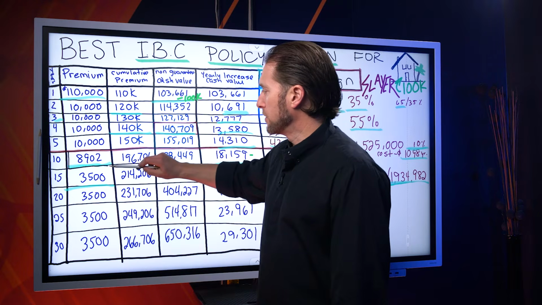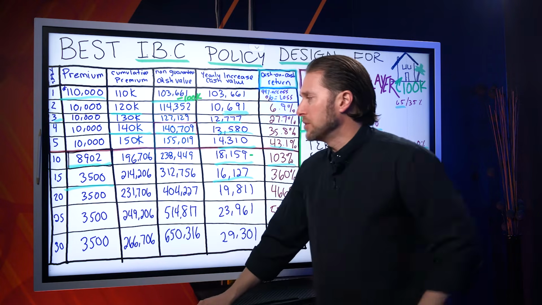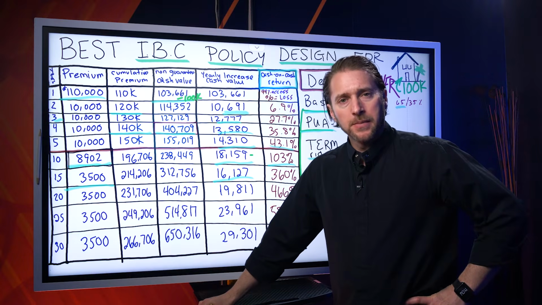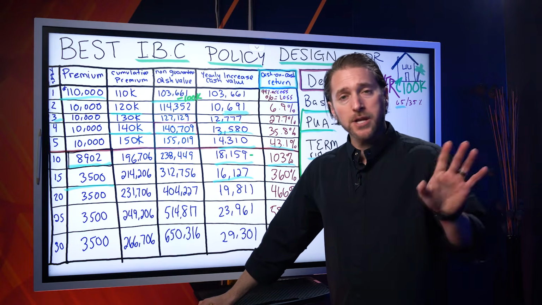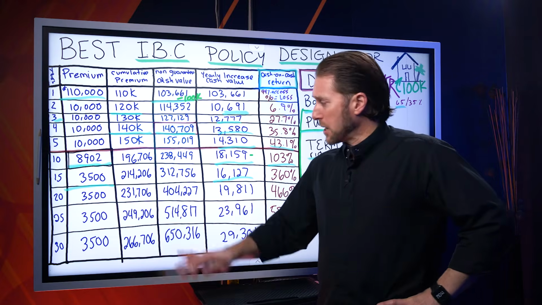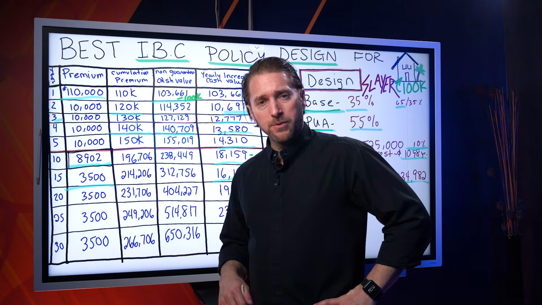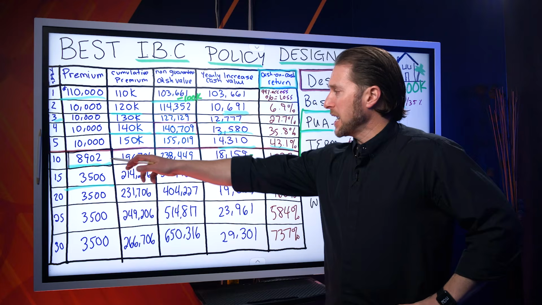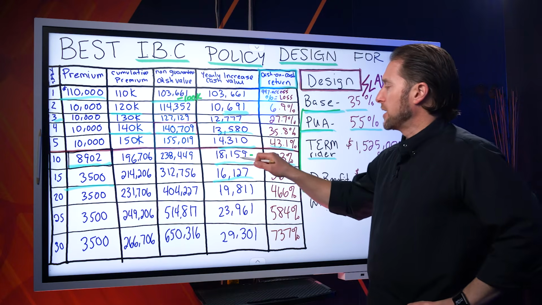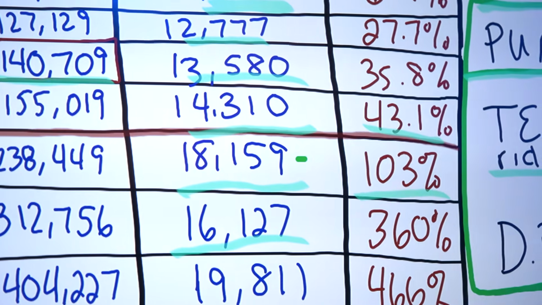So year 10, you got to put $8,902 into the policy in premium. And you're like, I don't want to do that anymore. Great, you can stop paying. You can stop putting that $8,902 in premium deposits in. However, that $8,902 generated $18,159.